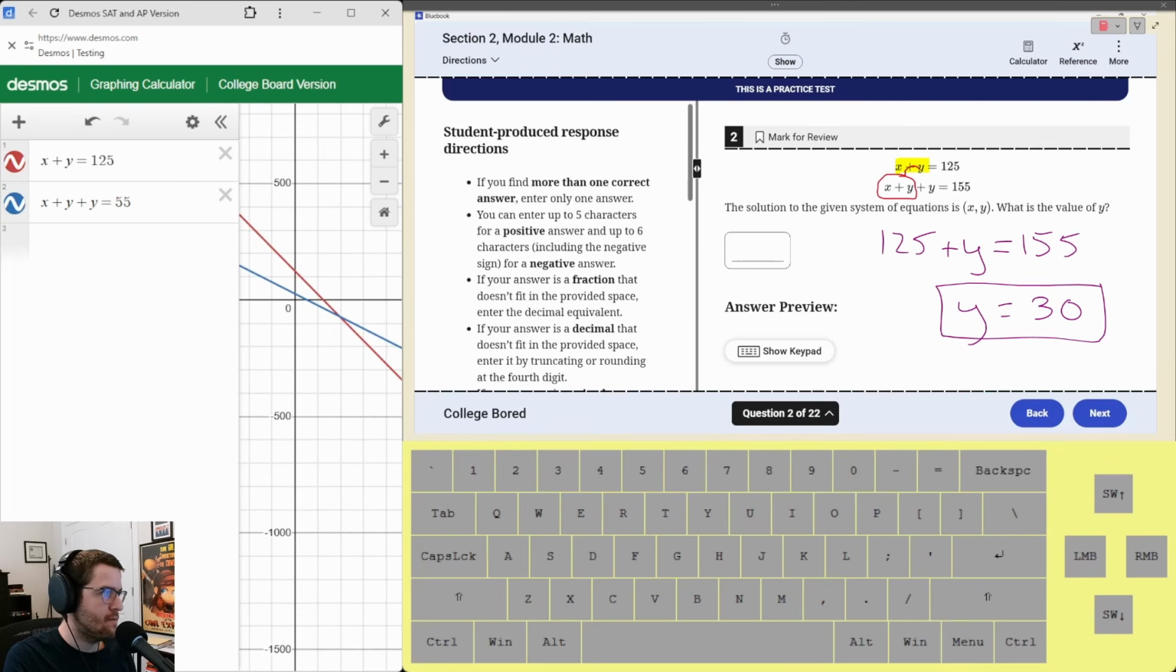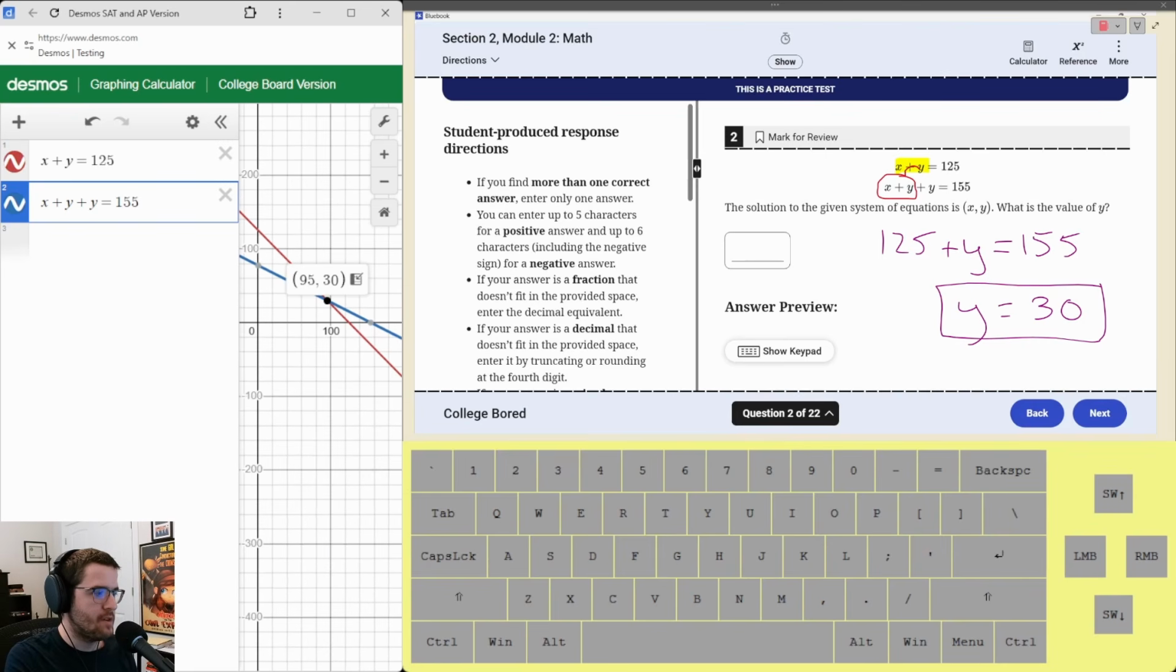Okay. I made a little mistake here. It's 155. There we go. All right. The x coordinate is 95, but that isn't what they were asking for. The y coordinate is 30.